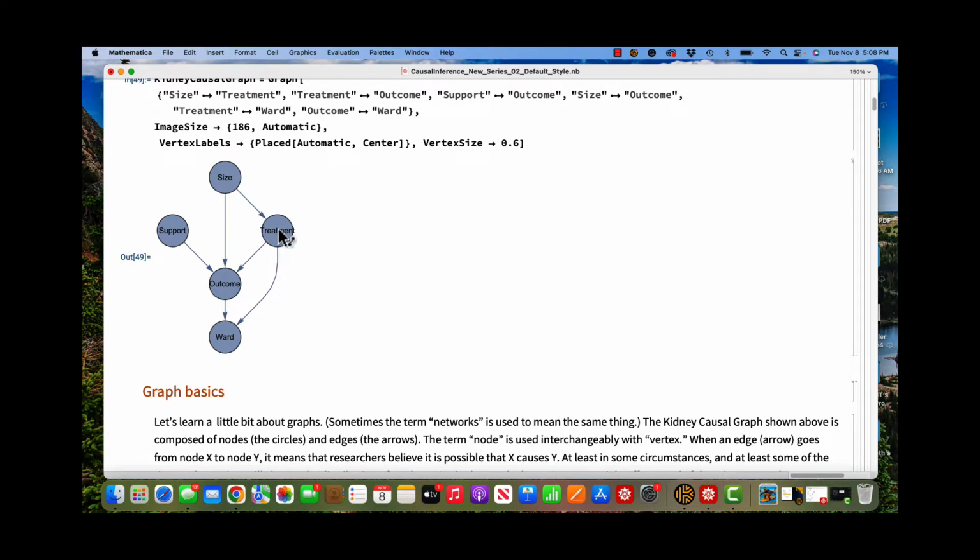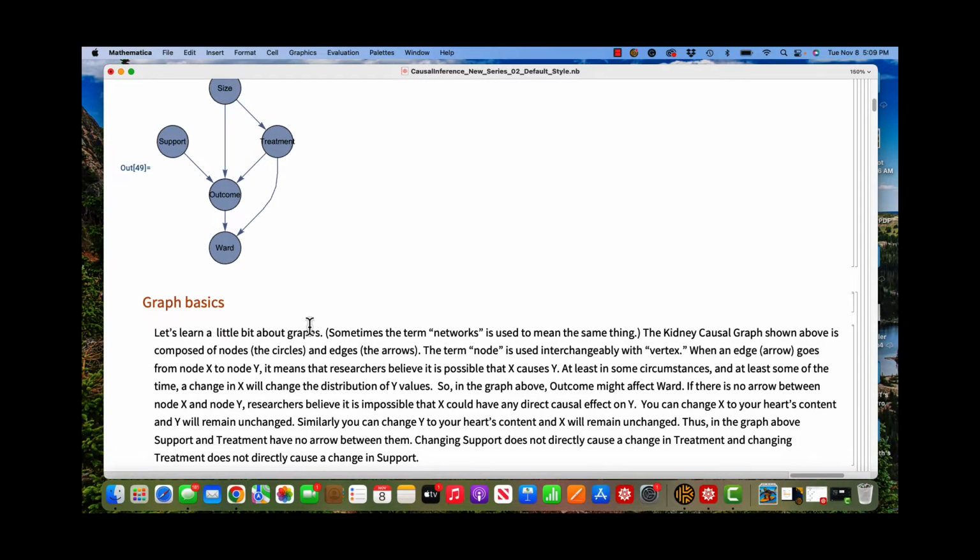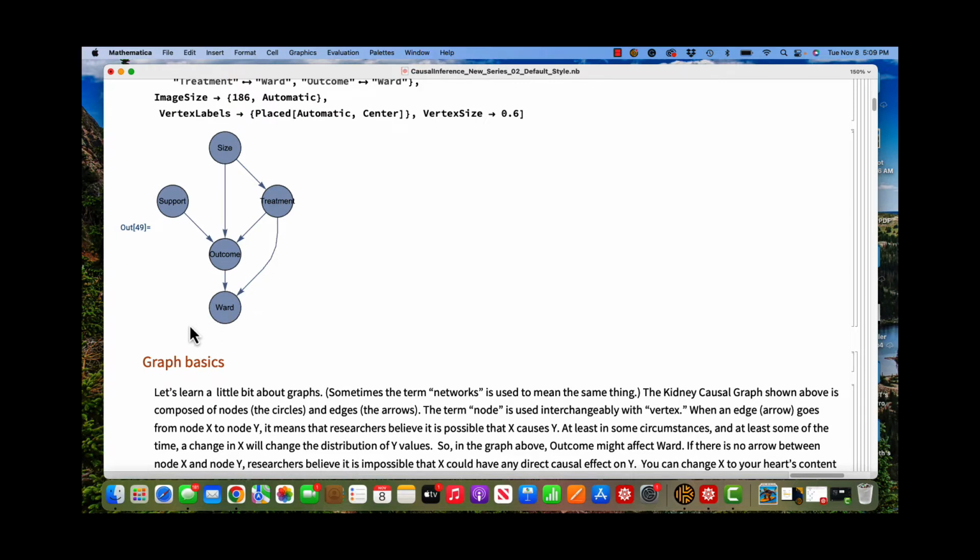Acyclic means that once you leave a node, there's no way of getting back. There are no cycles if you follow the arrow direction. So if I leave treatment and go to outcome, I can go to ward, but I can't get back to treatment because the arrow is going the other way. Or similarly, if I leave size and I go to outcome, I can't get back to treatment. So there are no cycles in this graph, and that's what makes it a directed acyclic graph.